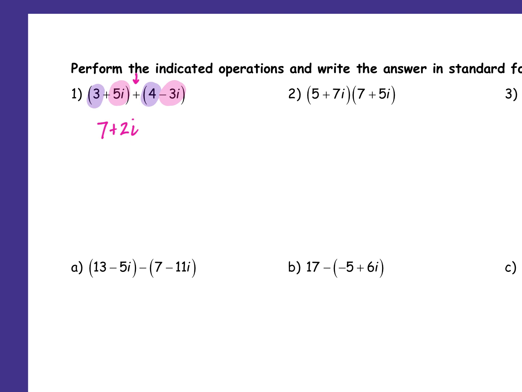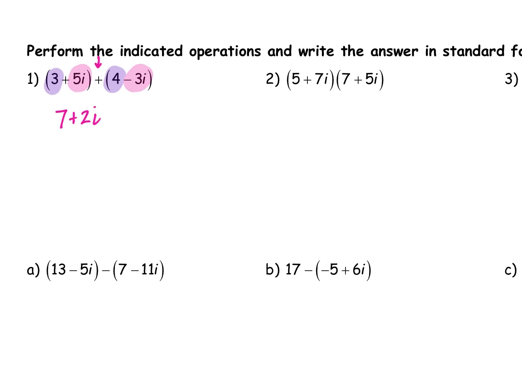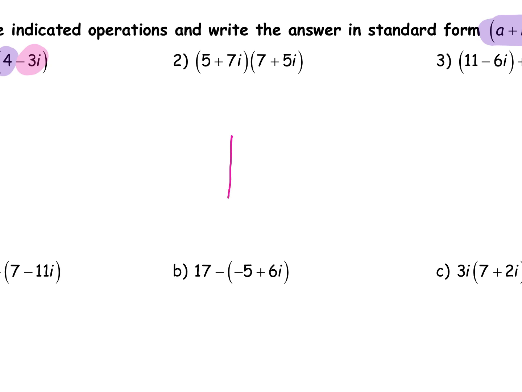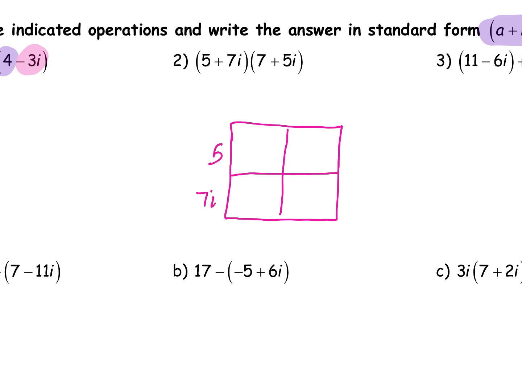So the next one is multiplication, right? And I'm going to multiply number 2 using the box method, because sometimes when I'm using the i's, I like to have that together. It's just my personal choice. You can FOIL it out if you want, that is perfectly great. So I have 5 plus 7i times 7 plus 5i. So I'm going to multiply this together, right?